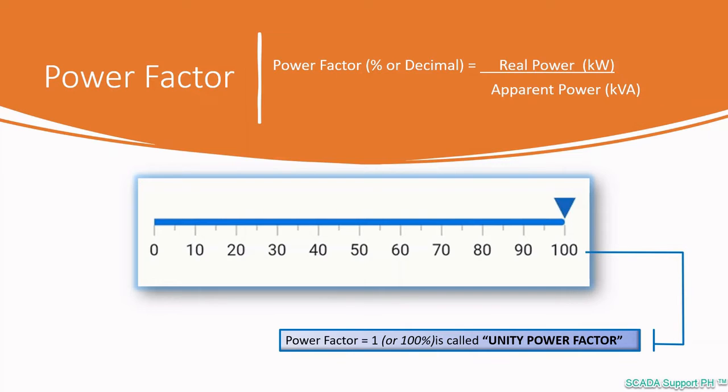A power factor of 1 or 100% means all the power is effectively converted into work. In real-world applications, the power factor typically ranges from 0.8 to 0.95.